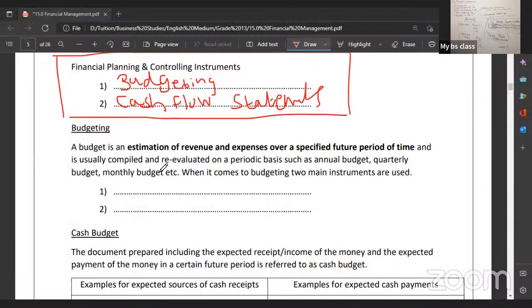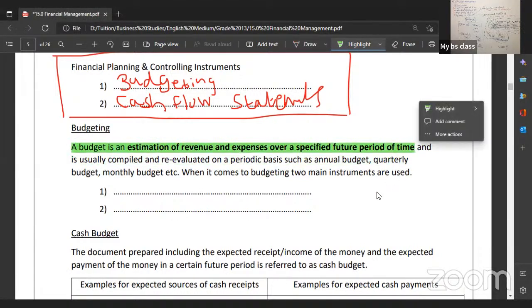A budget is an estimation of revenue and expenses over a specified future period of time, and is usually compiled with a revaluation. මේක හැමතිස්සෙම reevaluate කරන්න ඕනේ මොකද අපි expect කරන දෙයක් නේ ඒක වෙනස් වෙන්න පුළුවන්. එකපාර economic crisis එකක් ආවා එහෙනම් දැන් අපේ 2021 නොවැම්බර් තිබ්බ ලංකාවේ තත්ත්වෙ නෙමෙයි දැන් තියෙන්නේ. So it always needs to be reevaluated on a periodic basis such as annual budget, quarterly budget, monthly budget.